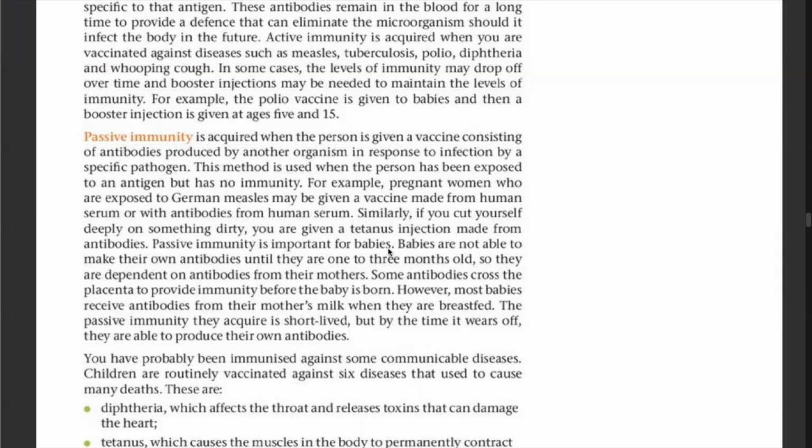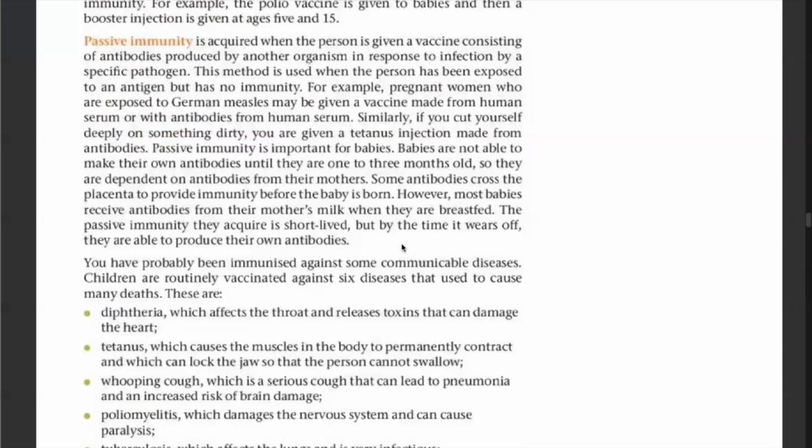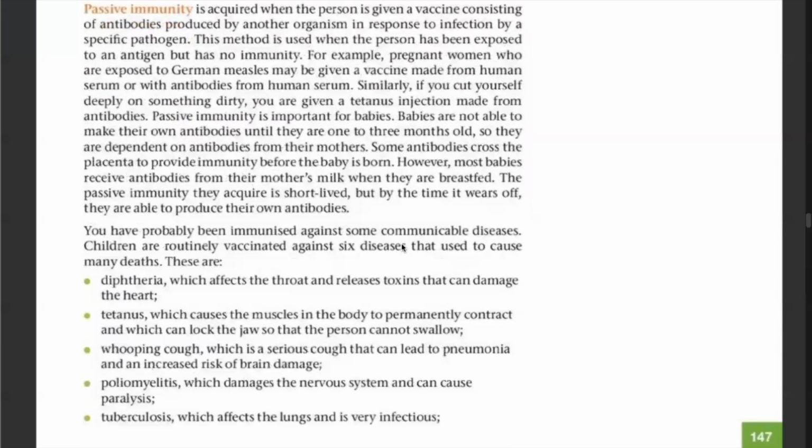Passive immunity is important for babies because babies are not able to make their own antibodies. So passive immunity kind of ensures that antibodies are pumped into the babies until the babies are able to make their own antibodies, which tends to be around 3 months old, right? That's why babies also need to consume breast milk, because the mother's breast milk helps to also provide antibodies to the babies. Now, we probably have been immunized against some communicable diseases.